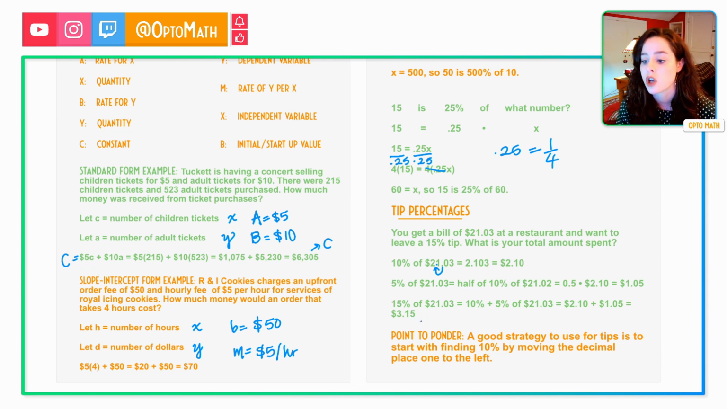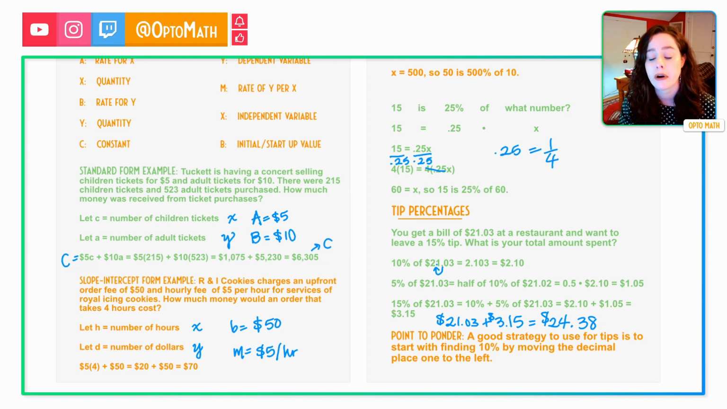So your total amount spent would be $21.03 plus $3.15, right? So 21, 22, 23, 24, $24.38. So that's your total.